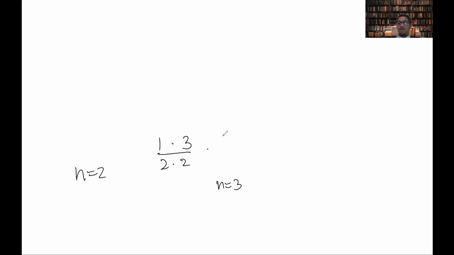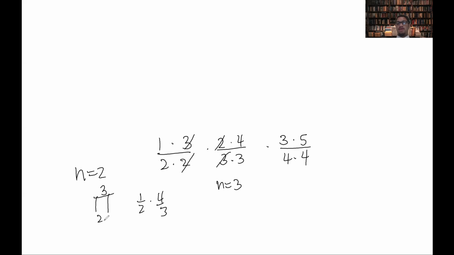So for the n equals 2 case, we might notice that n take away 1 times n plus 1 over n squared will get the 1 times 3, and then over 2 squared. And then now when we go to n equals 3, we will have 2 times 4 over 3 squared. And then for n equals 4, we should have 4 take away 1 times 4 plus 1 over 4 squared. And hopefully we can get this into a good form and notice if some terms cancel. So 3 and the 3's cancel. So if we were stopping at n equals 3, we would have half times 4 thirds.